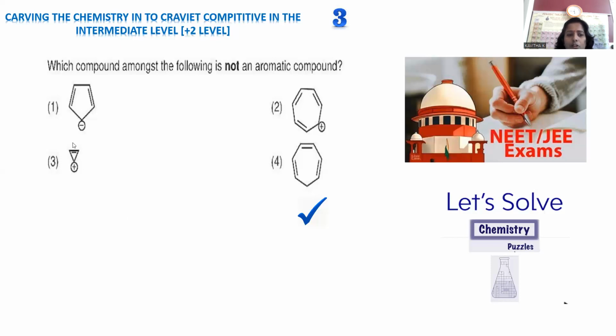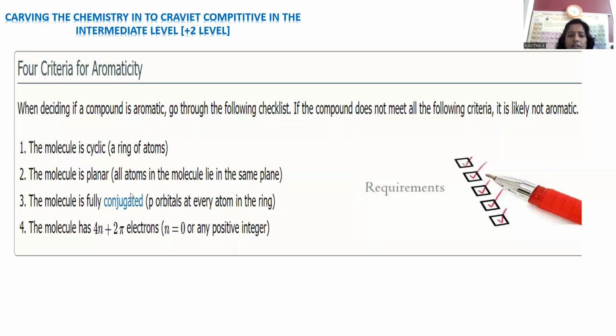And this is the cyclopropenyl cation, and here we have cyclohexatriene. There is no ion here. Simply you can see it has a CH2 carbon, right? Among all these 4 options, which is not aromatic, the right answer will be option number 4. Why can we say option number 4 is not aromatic? For that, let's go through the 4 rules and regulations.